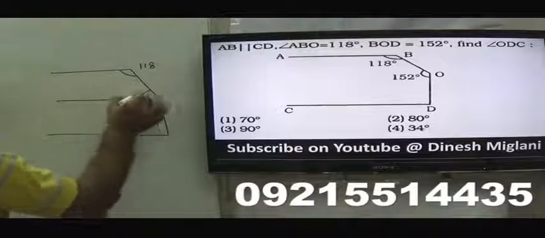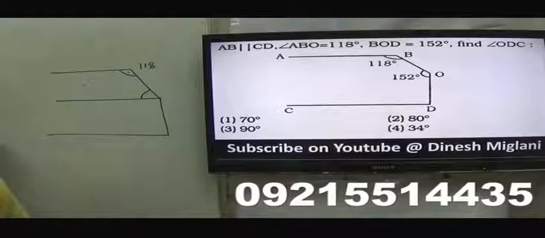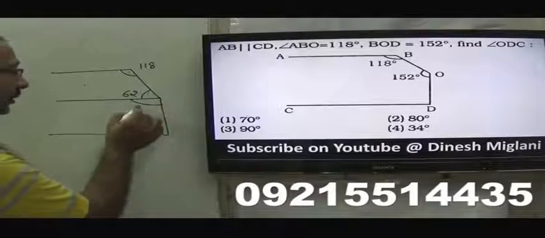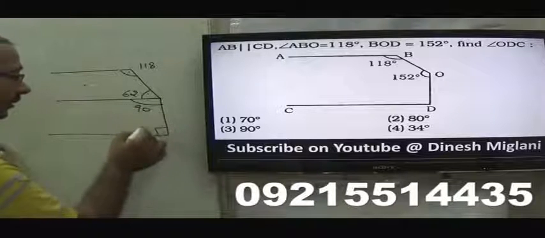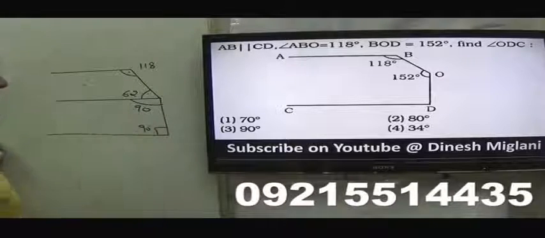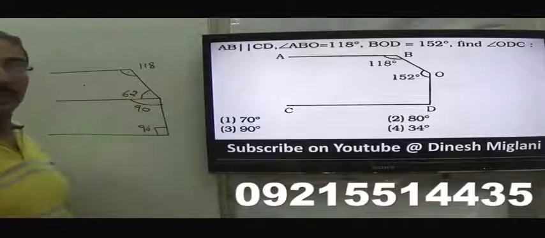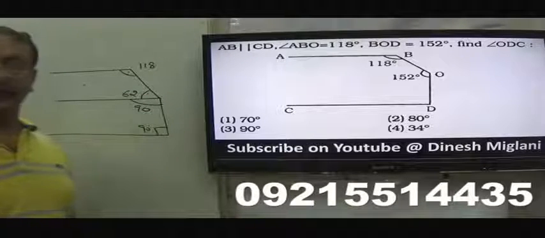So we know that sum of these two is equal to 180. So 180 minus 118 is 62. Now total is 152, it means this is 90. It means that must be 90 because sum of these two is equal to 180 degrees. Third is my answer. Right? So these questions are based on the property between two parallel lines, sum of angles is always equal to 180.